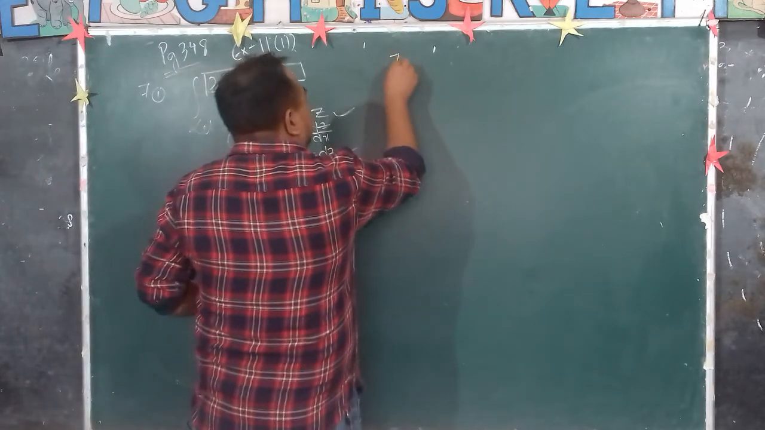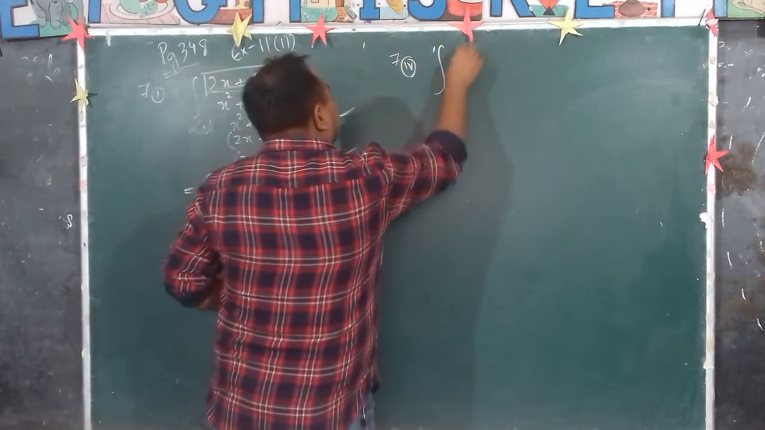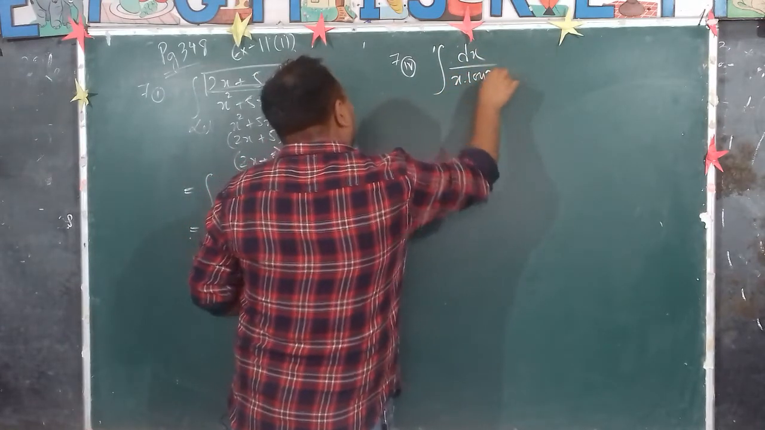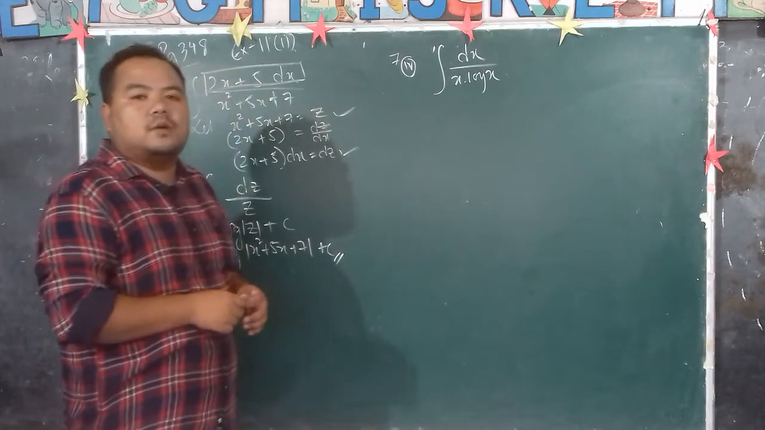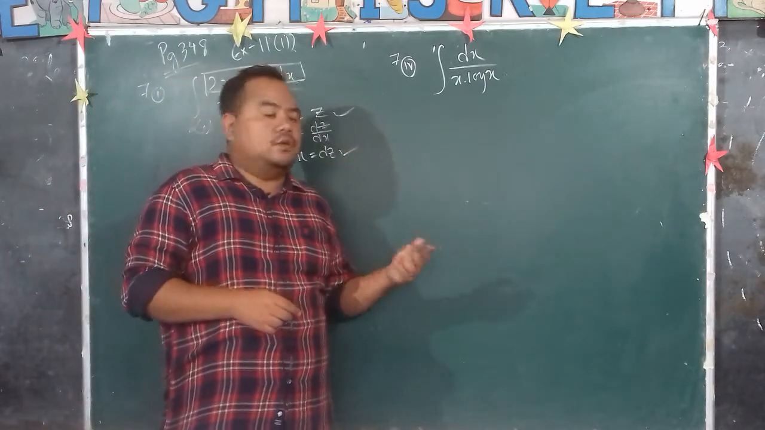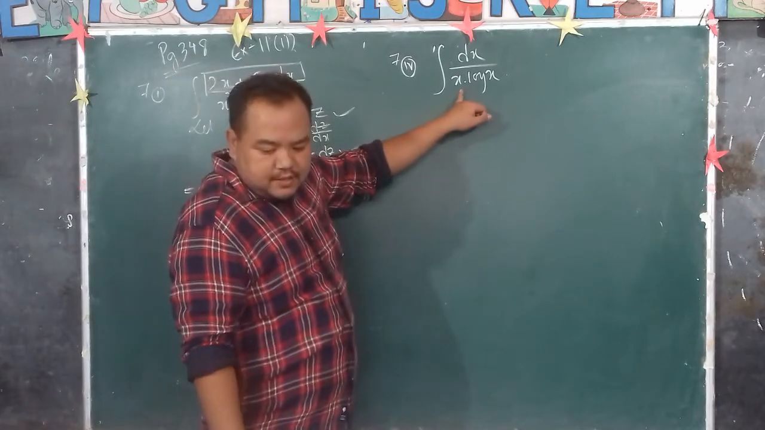Question number 7, subdivision 4, is integration dx divided by x log x. Now please don't forget the criteria which I was talking about. Out of two functions, you have to take one as z, which on differentiation will give us the other. You can see two functions, one is x, the other one is log x.